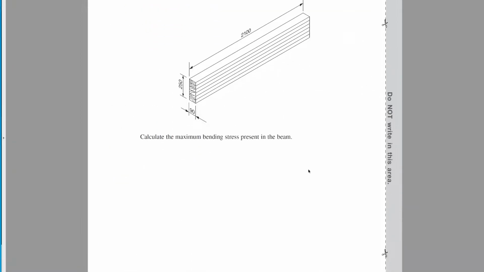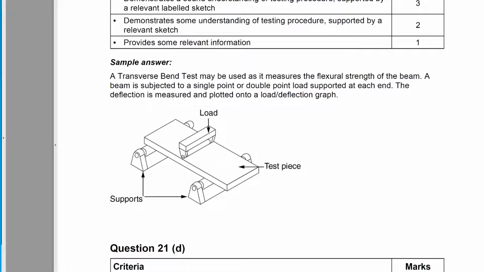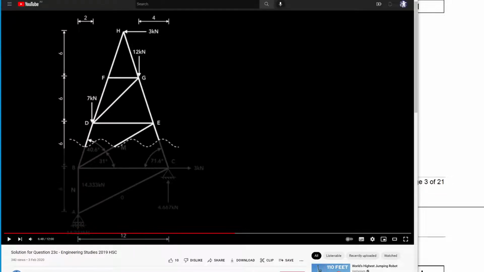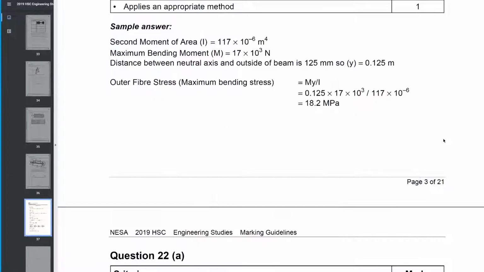Okay. Calculate the bending stress in the beam. We've done lots of these questions. I don't know if I've answered this one on my YouTube channel yet, but it's possible. It's not particularly hard. So let's go to the formula sheet. We can see bending stress equals My over I, where M is the maximum bending moment, y is the distance from the neutral axis to the extreme fiber, and I is the second moment of area, also known as the moment of inertia.